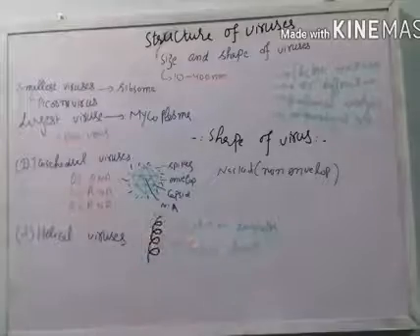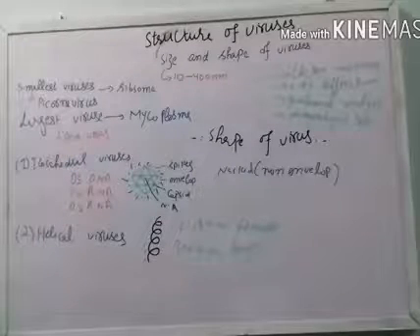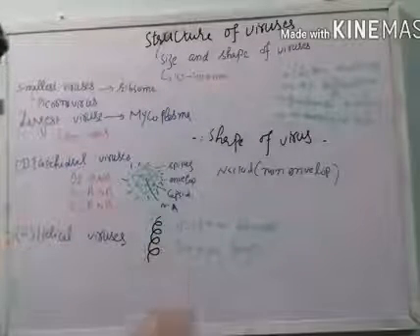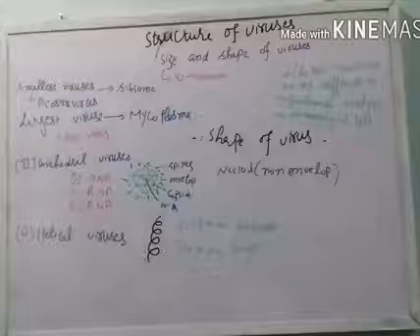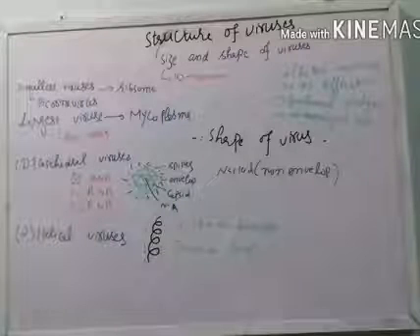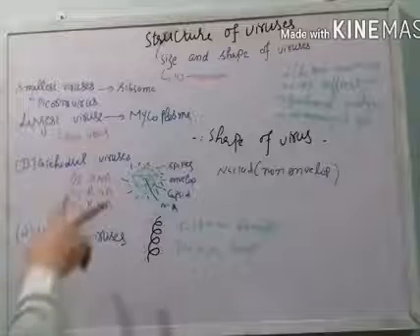So the length is 300 nanometer and the diameter is 15 to 1800 nanometer. Okay, so this is about the icosahedral viruses. One important thing that I want to tell about the icosahedral virus is about the genetic material.